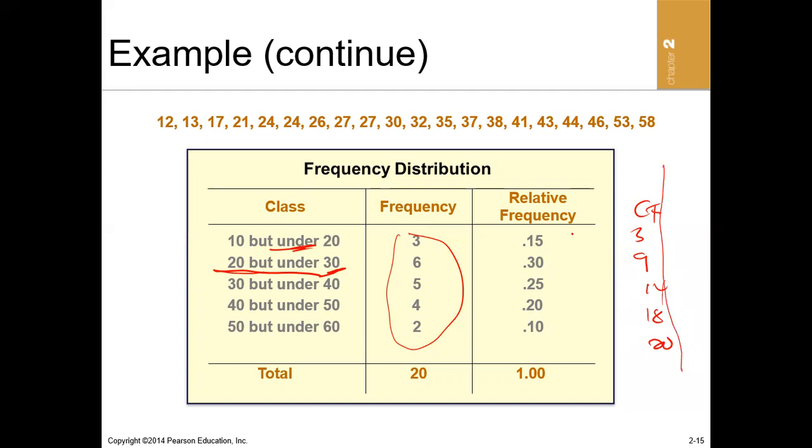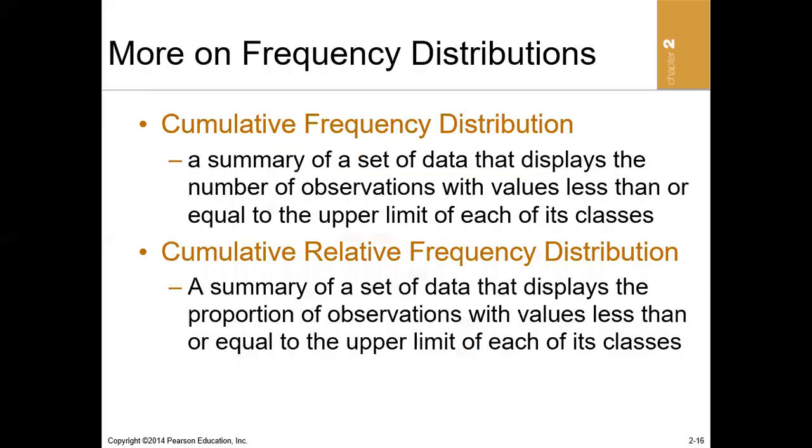Then we can also have cumulative relative frequency, which starts at 0.15, plus 0.3 is 0.45, plus 0.25 is 0.7, sorry, 0.7 plus 0.2 is 0.9, and 0.9 plus 0.10, you get 1. So we can also find cumulative relative frequency. We can accumulate them to find cumulative frequency and then cumulative relative frequency.